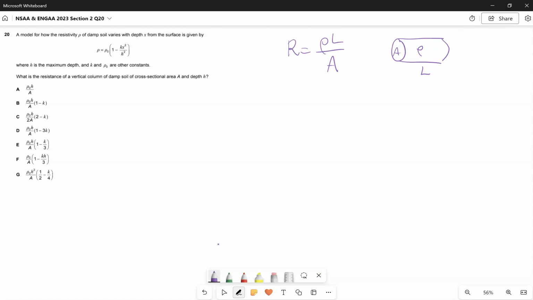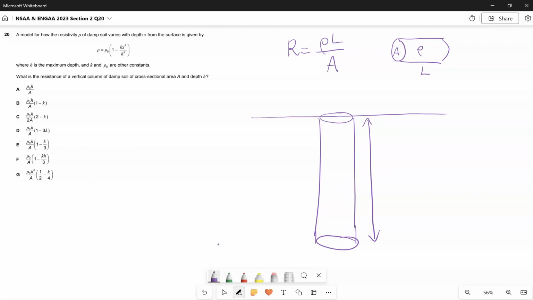Well, if we drew a bit of soil and then a column of depth h passing through here, so this is h, and then let's say this is the x-axis. We know that the resistivity depends on x. But the problem is that because the resistivity is varying, we can't just say rho times L over A, because which rho resistivity would we even use?